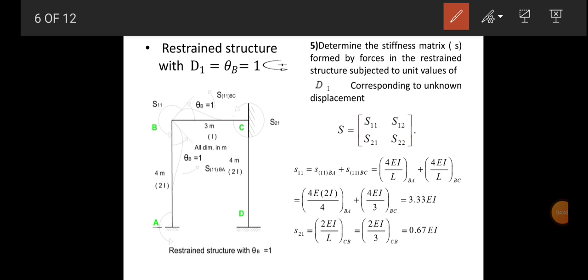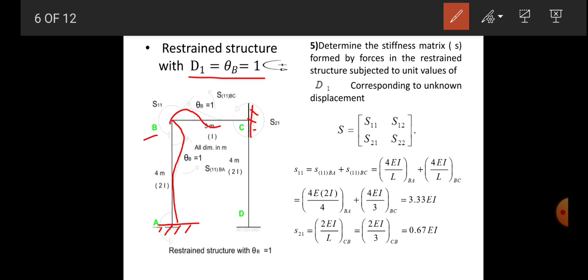Next point is to determine the stiffness matrix S, formed by forces in the restraint structure subjected to unit value of D1 corresponding to the unknown displacement. Now let's consider D1 is equal to theta B, the unit rotation in the direction of theta B. So this is our B point, and keeping the far ends, A and C, fixed, allow the unit rotation at B.